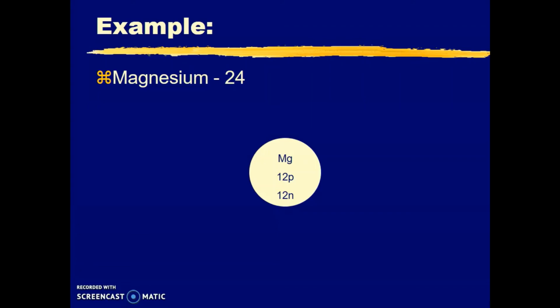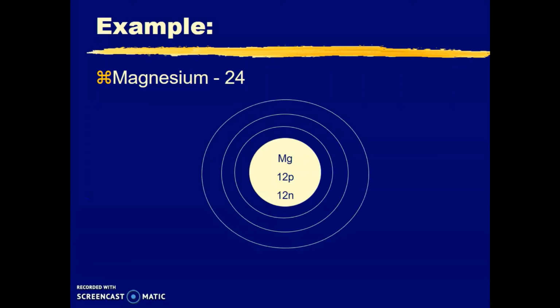Okay. Next step, step 3, I need to draw rings around the nucleus to represent the energy levels. So when I find magnesium on the periodic table, I see that it is in period 3, so I'm going to draw 3 rings. 1, 2, 3. Okay, these are my energy levels. All right, last step, draw the electrons, and remembering what each level can hold. Okay, so with my electrons, I am going to have 12, because this is a neutral atom. So same number of protons and electrons. So since I have 12 protons, I need 12 electrons.